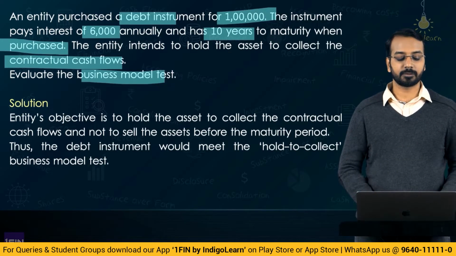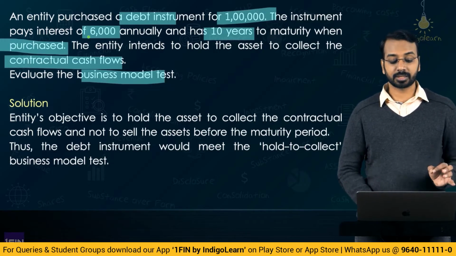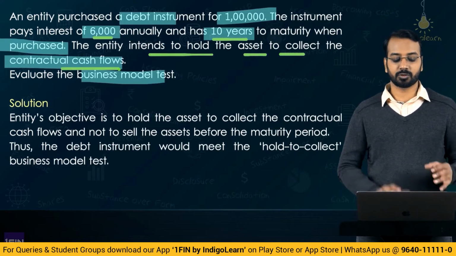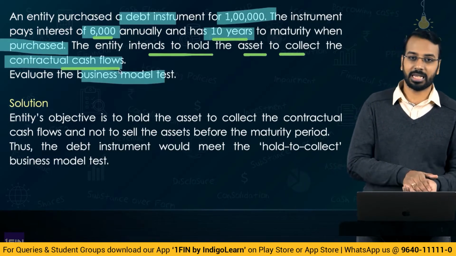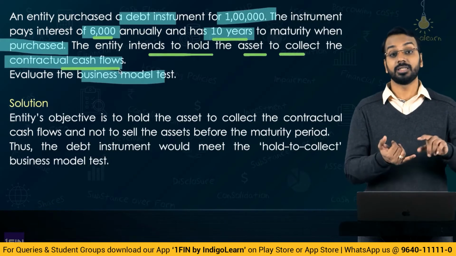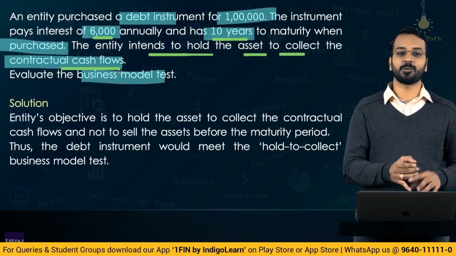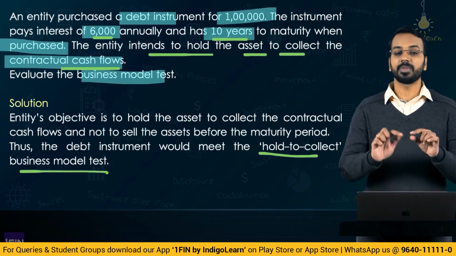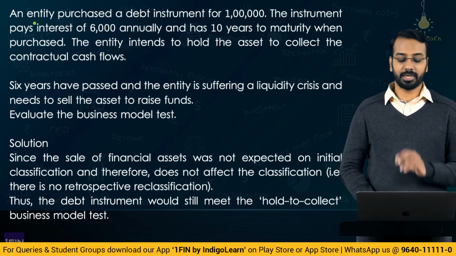So here it says that the entity purchased a debt instrument for 1 lakh. The instrument pays interest of 6,000 and has 10 years to maturity, and the entity intends to hold the asset to collect the contractual cash flows. So the question itself says that the entity wants to hold the instrument to collect the contractual cash flows. What are the two contractual cash flows here? The principal repayment after 10 years and the annual interest of 6,000. Hence, the hold to collect business model test is satisfied and the first condition would be fulfilled, right? Then let's look at the next one.